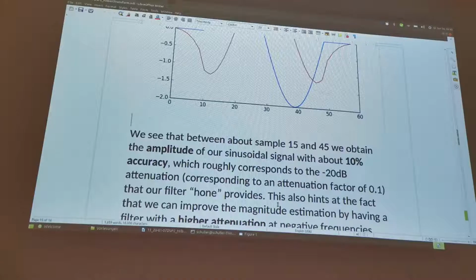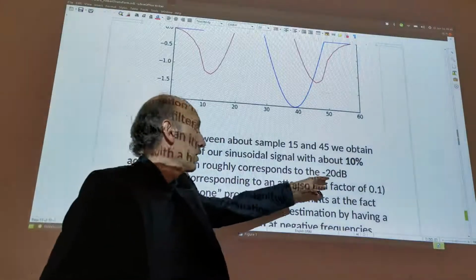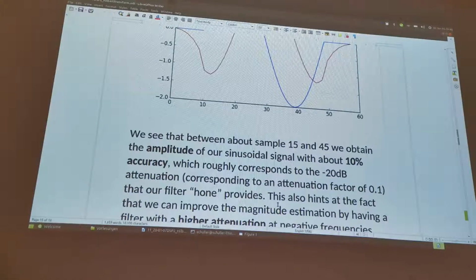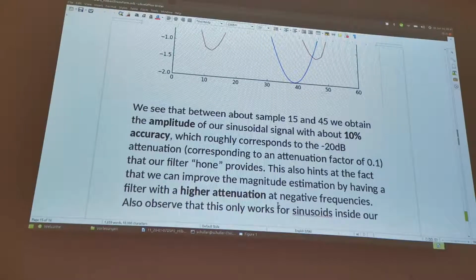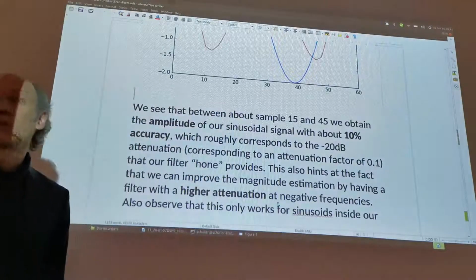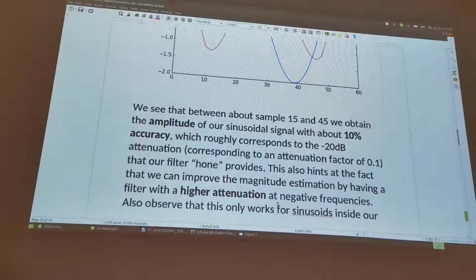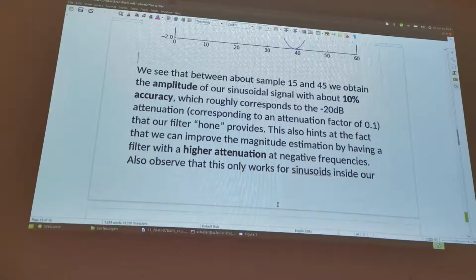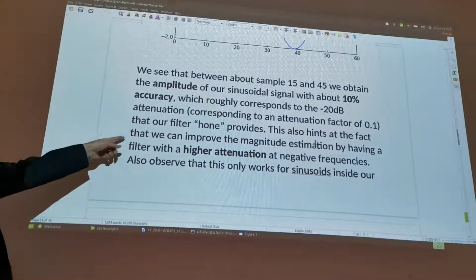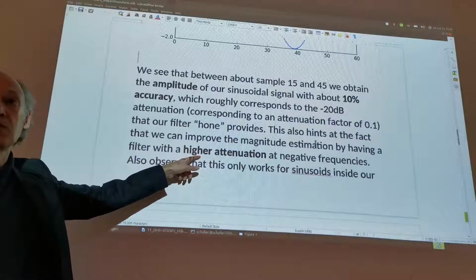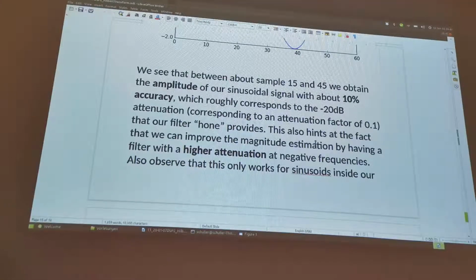And this actually roughly corresponds to 20 dB attenuation, minus 20 dB attenuation. We saw a little bit more, but it's roughly this order. Because 20 dB corresponds to an attenuation factor of 0.1, and this corresponds to an accuracy of about 10%. If we have 10% error, then it's a factor of 0.1. So this also hints at the fact that we can improve the magnitude estimation by having a filter with a higher attenuation at negative frequencies, or positive if we have the other design.